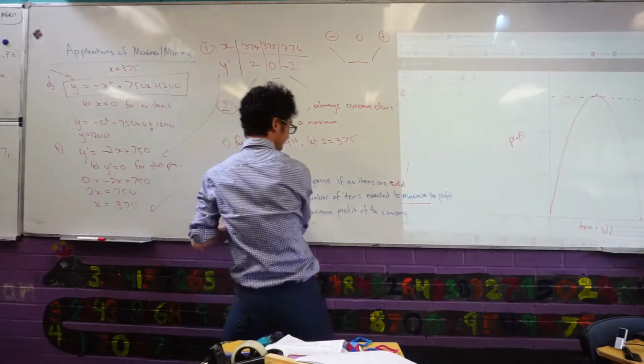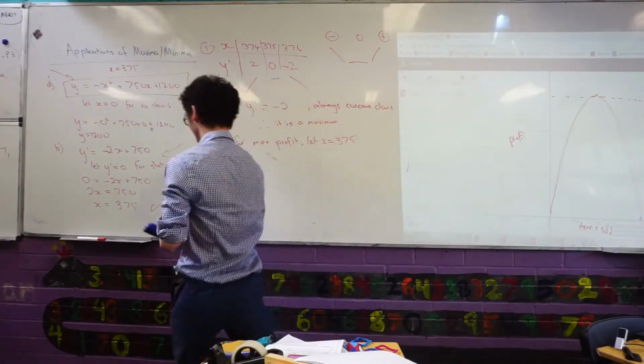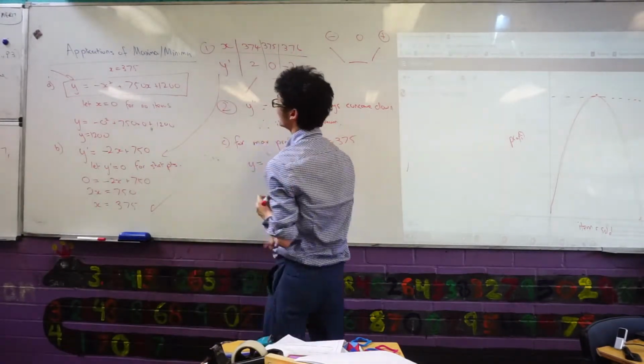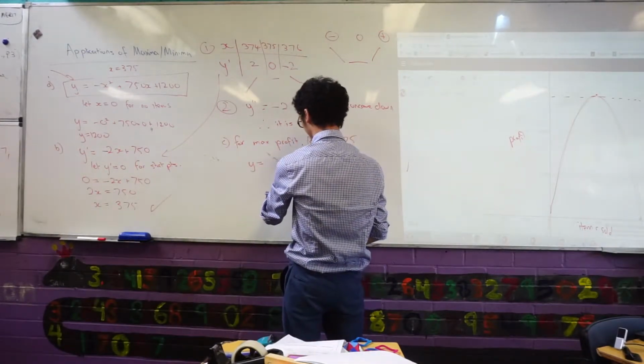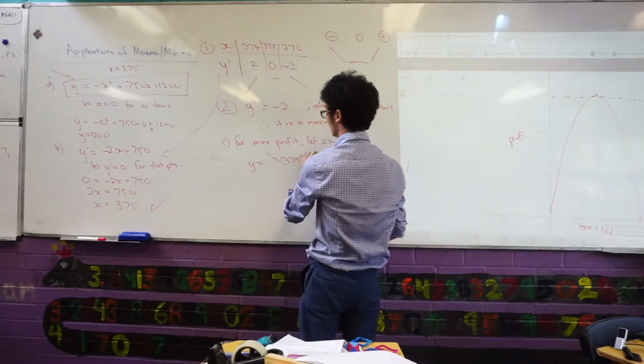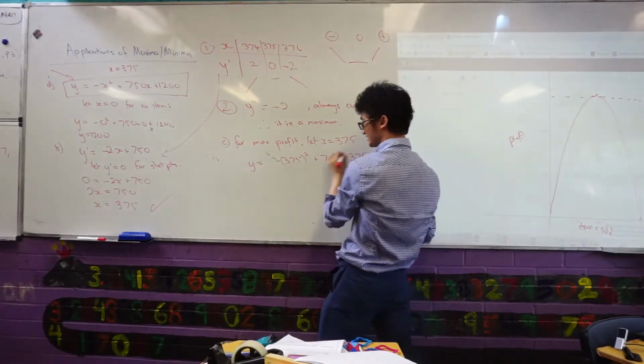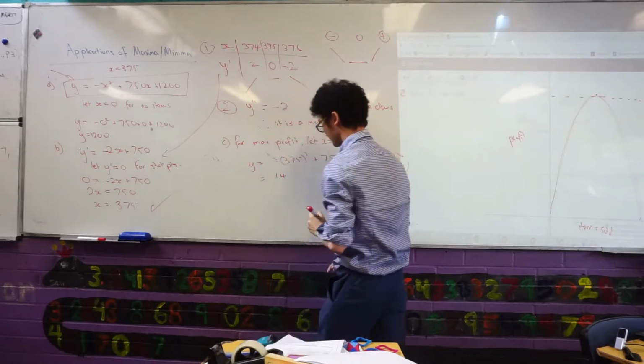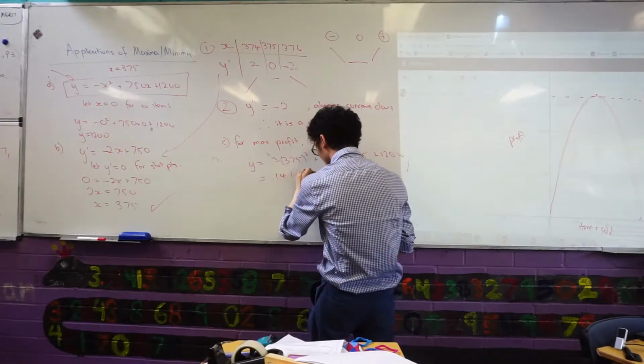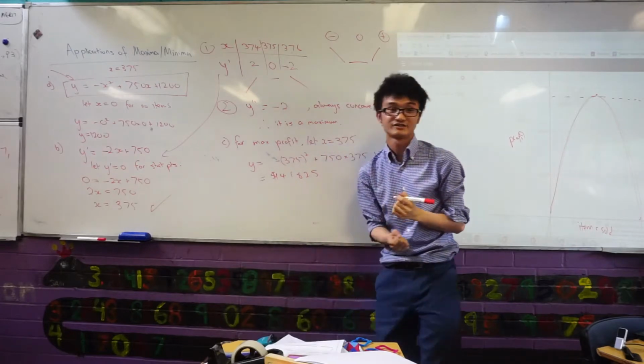375. It's a lot of money. It's close to 140,000. 141,000, so close. So you just substitute it in, and what are the digits? 141,825. That is my maximum profit.